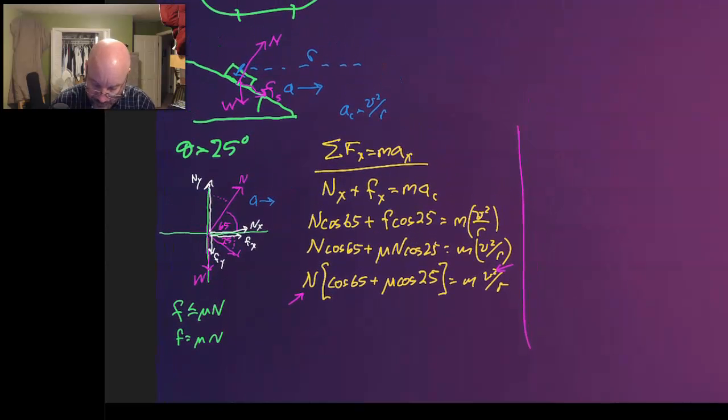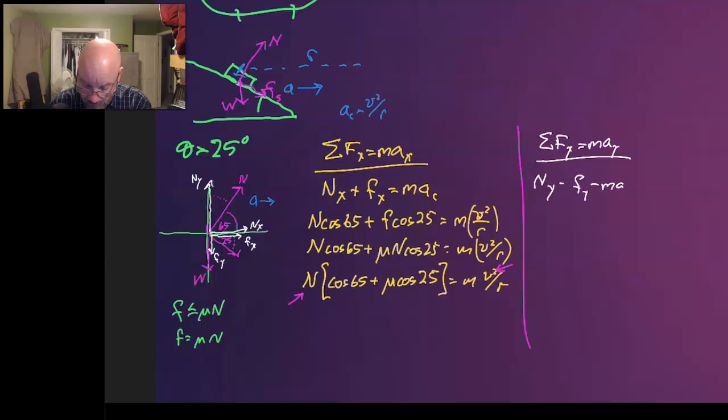Let me move this a little bit. I don't want to lose track of my free body diagram there. But what we're going to do now is look in the y direction. And so in the y direction, we're going to have Ny is up, minus Fy, minus mg. And there's no acceleration there. So that leaves me with Ny minus Fy has to be mg.